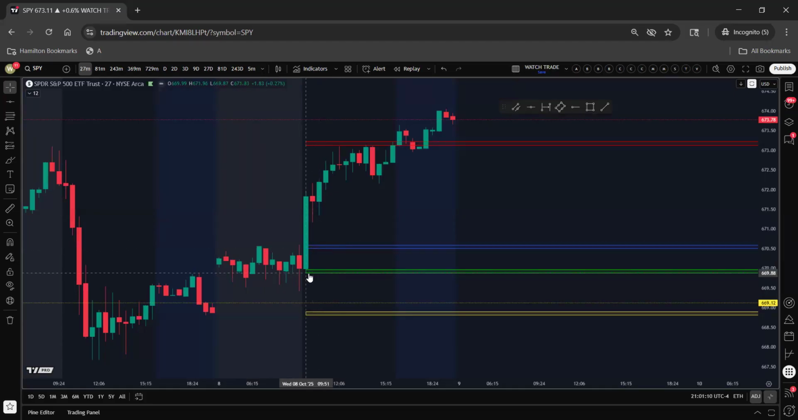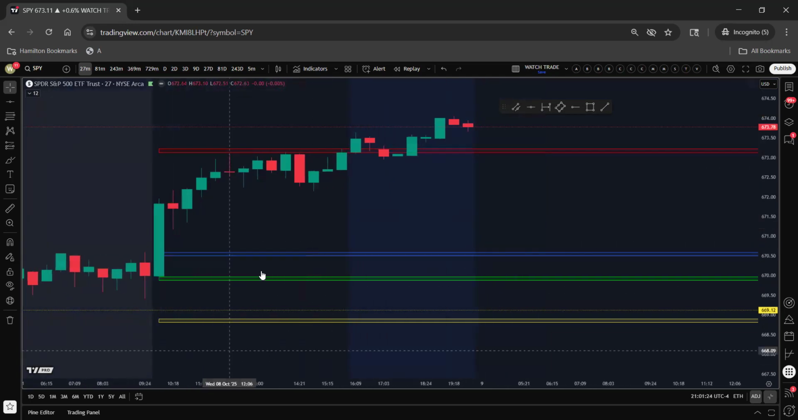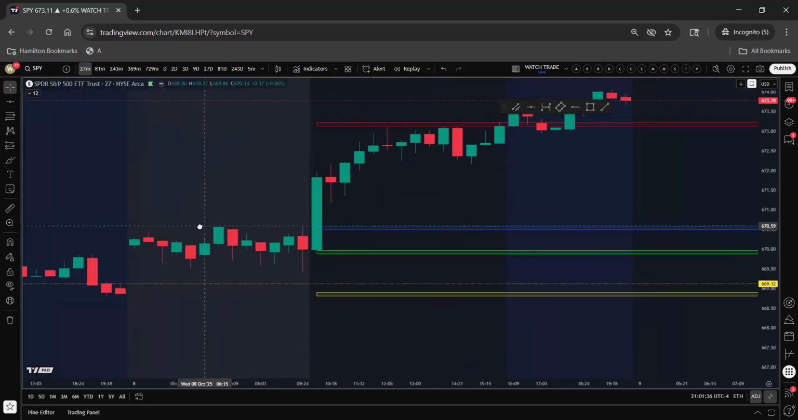Green is going to be the market session low, and red is going to be the market session high. And this is dynamic. Green and red are going to be moving throughout the day, and the yellow and blue will be fixed. They're affixed to pre-market and after hours price action.